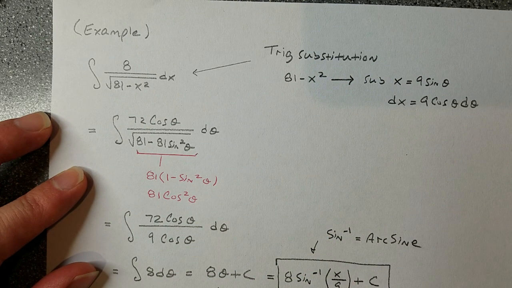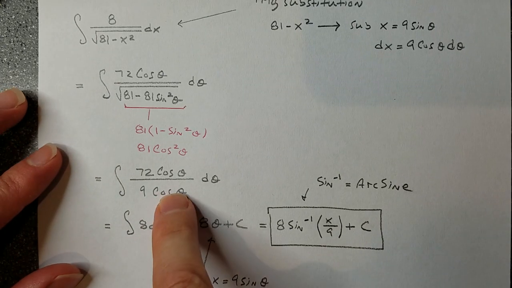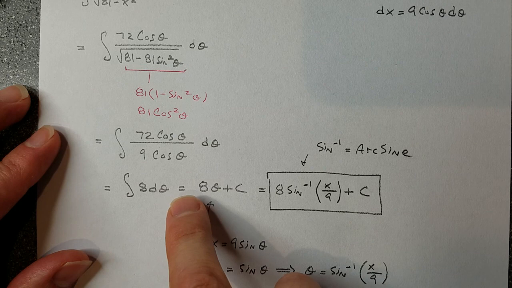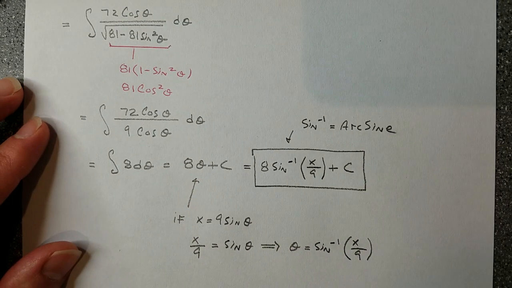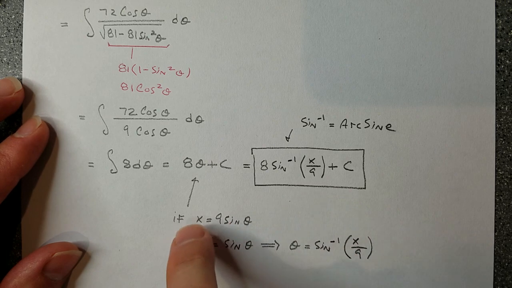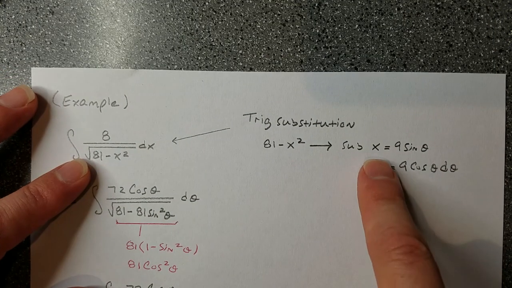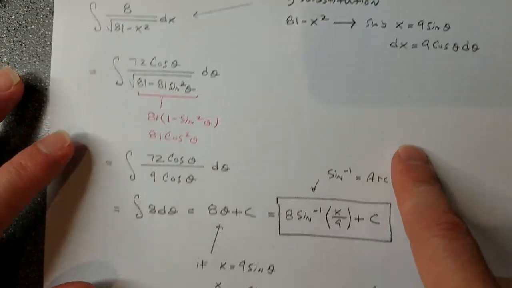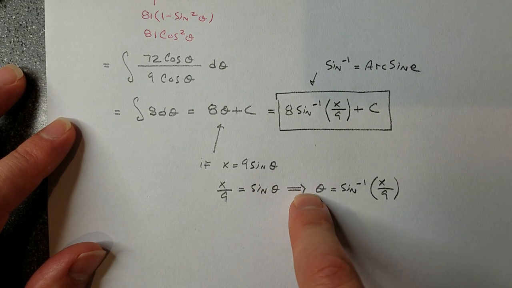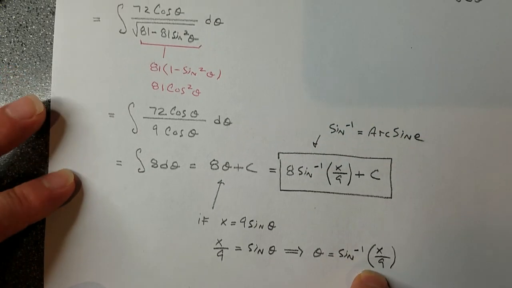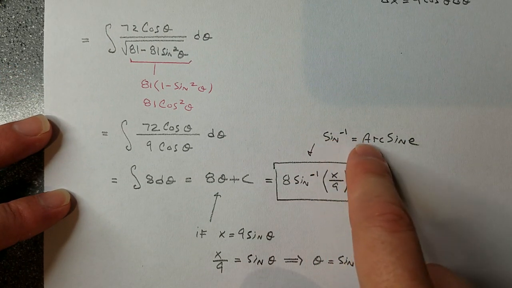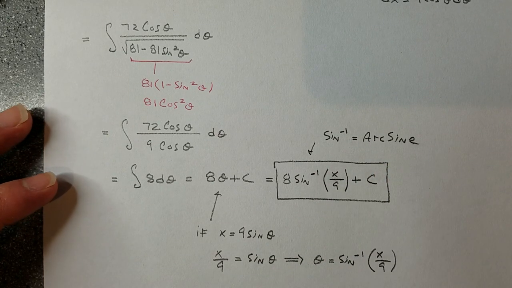All right. So from there, cosine cancels, we'll get 8. Antiderivative 8 theta plus c. From there, getting things back in terms of x, if x is 9 sine theta, if that's the substitution I started with, then x over 9 is sine theta, and theta is sine inverse x over 9. Okay? So it should be 8 sine inverse x over 9. Sine inverse being arc sine. You can write arc sine too.